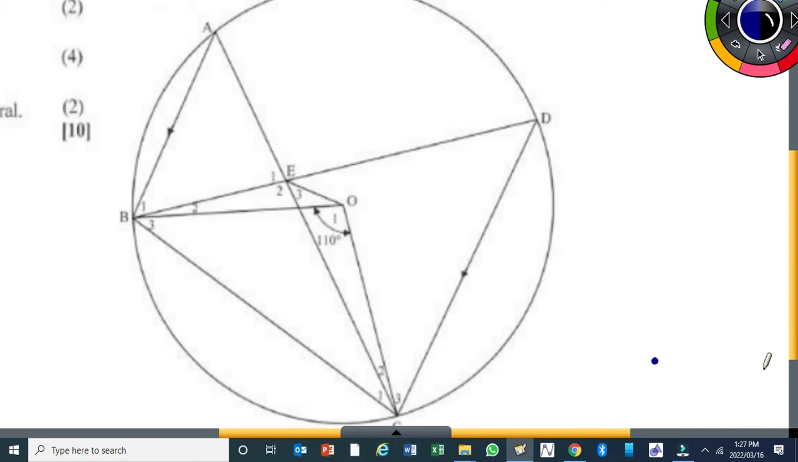Can you all see that? No, it's just a circle. Yeah, it's just a circle.